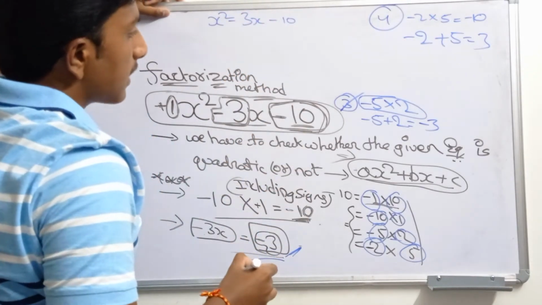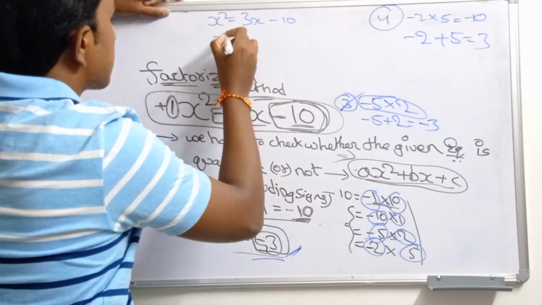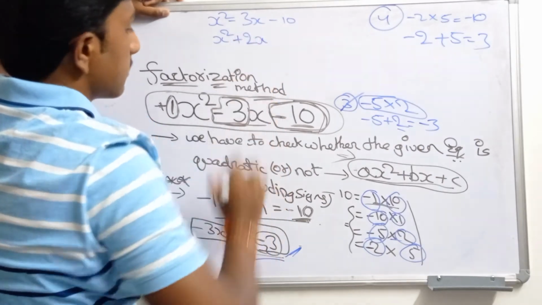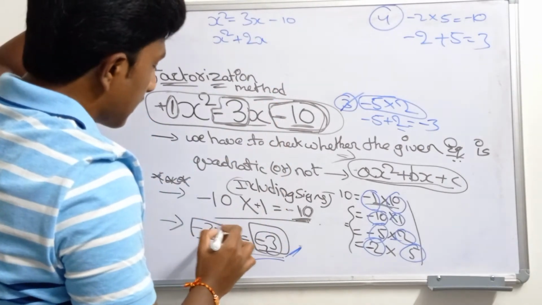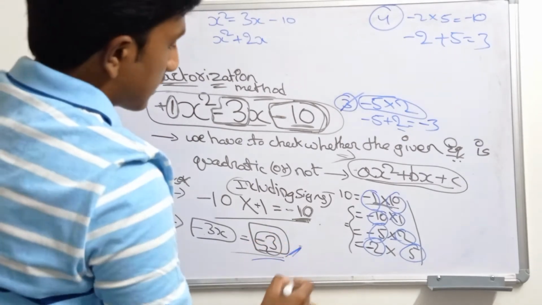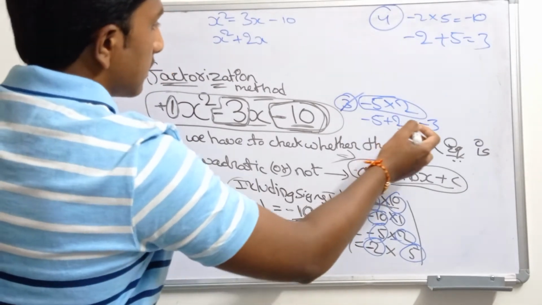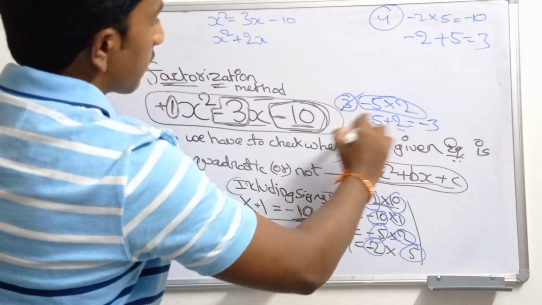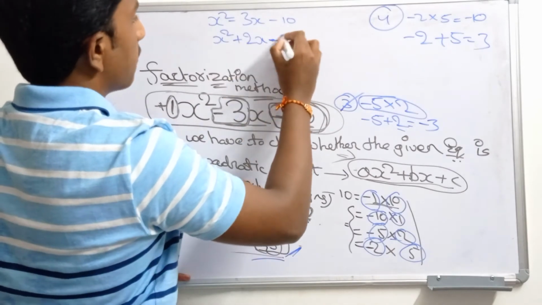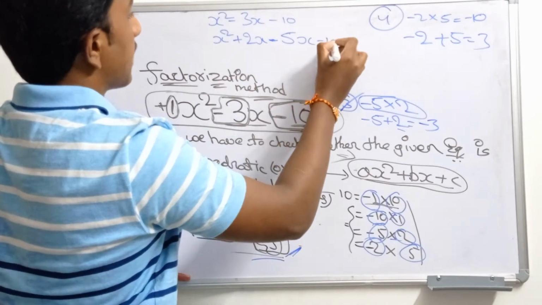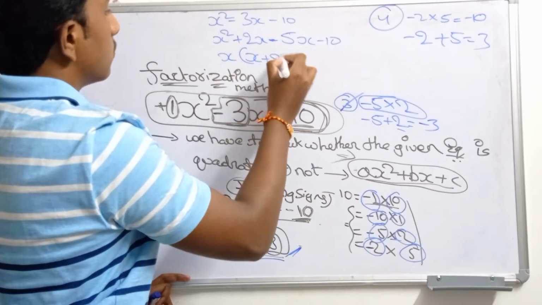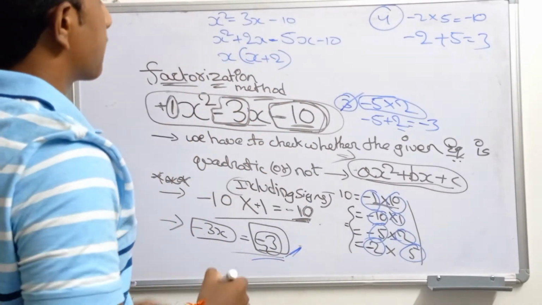So how can minus 3 be taken? I can take x square plus 2x, because here I have written minus 3 into x, and it can also be written as minus 3. So I am taking this minus 3 as 2 minus 5, which is equal to minus 3. So I am taking it as 2x minus 5x minus 10. So x is taken as common, x plus 2. X taken as common, x plus 2.